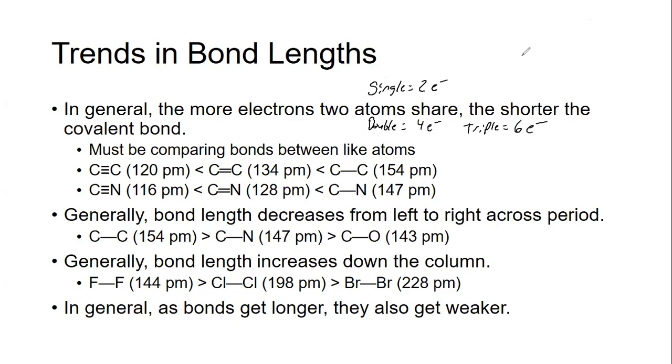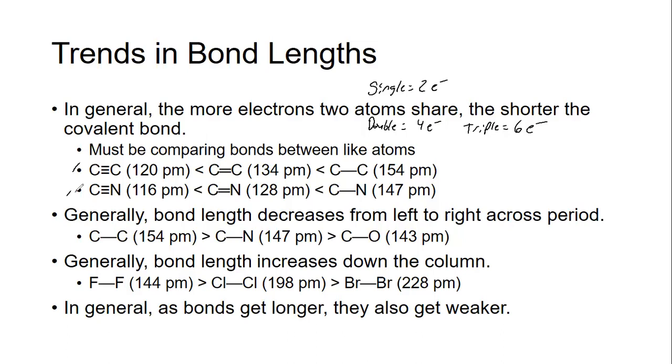Now, what we're talking about first here is just bond length. And in general, the more electrons you share, the shorter that covalent bond is. So in our first example here, we're looking at carbon-carbon, either in a triple bond, a double bond, or a single bond. In every single case, the single bond is the longest, triple bond is the shortest. If you're looking at carbon and nitrogen bonding, that's the same thing. Single bond the longest, triple bond the shortest.